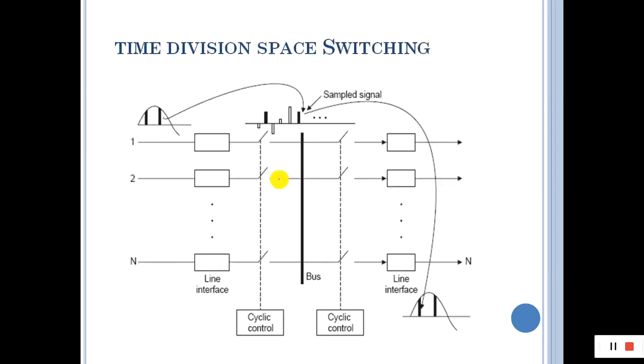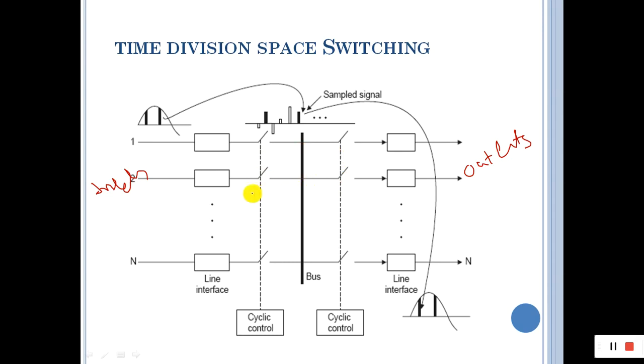Time division space switching. This is the block diagram of time division space switching. You can see that these are the inlets, and these are the outlets. What happens is that inlets and outlets are connected, both with the help of a bus, which is the interface between the inlets and outlets.